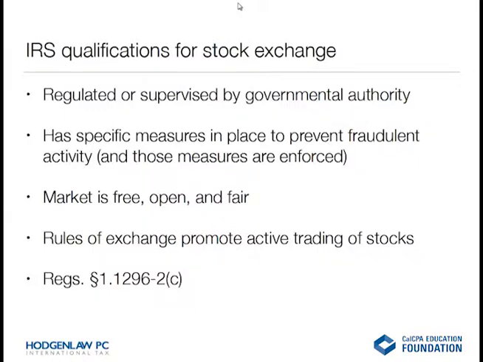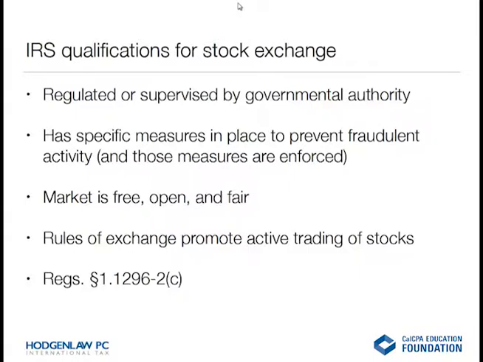They need to be exchanges that are regulated or supervised by governmental authority, that have specific measures in place to prevent fraudulent activity, and those measures are actually enforced. The market is free, open, and fair, and the rules of exchange promote active trading of stocks. And I listed the regulation section where you can find this information.